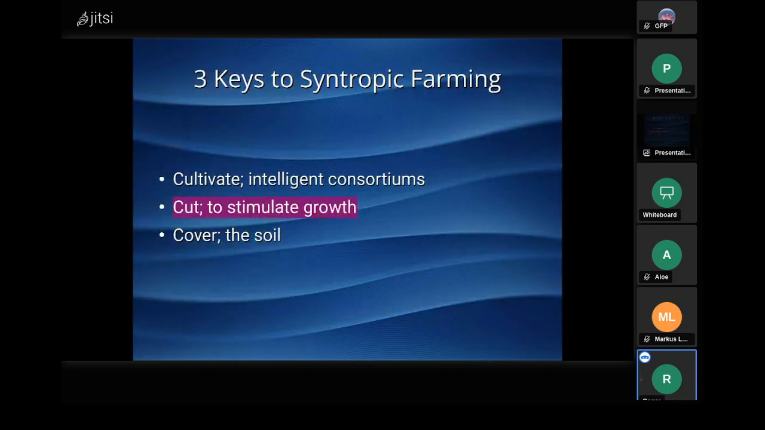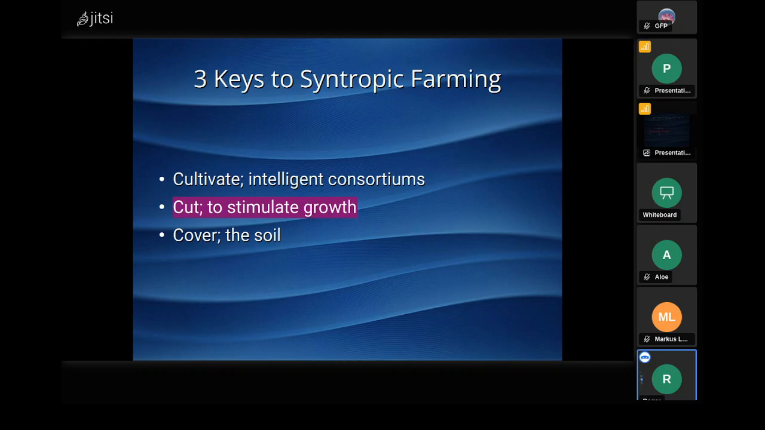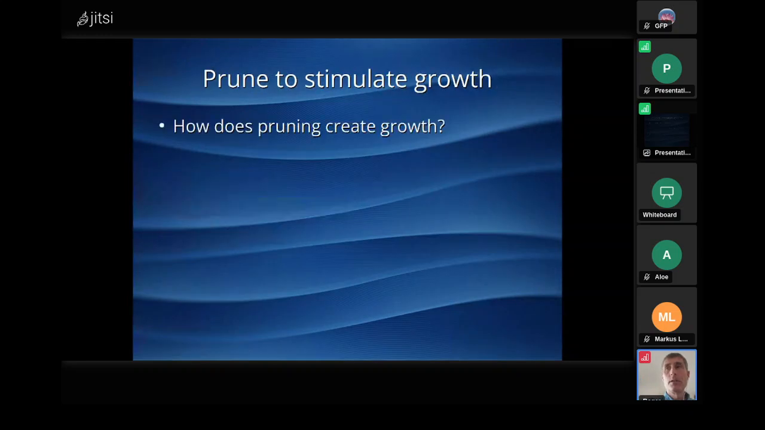Okay, if there are no questions, I'm going to go on to C, or to cut. And the cutting, nothing would work in a syntropic farm if it weren't for the second C, cut. If you planted the dense consortium and didn't manage, then your system would come to a complete halt. Okay? So the question is, how does pruning or cutting stimulate growth? How does it create a growth pulse?